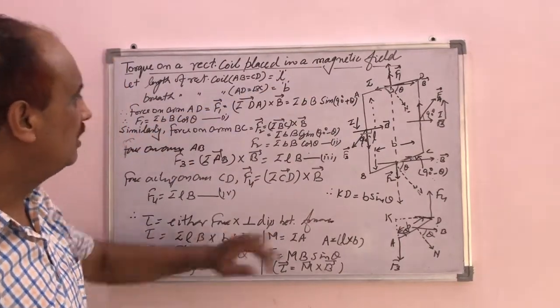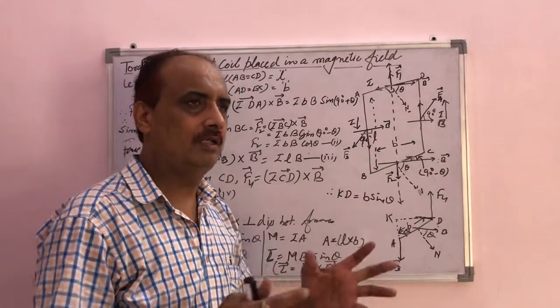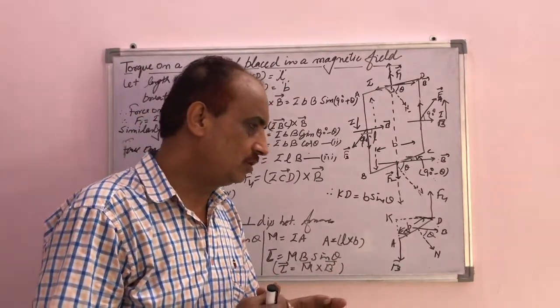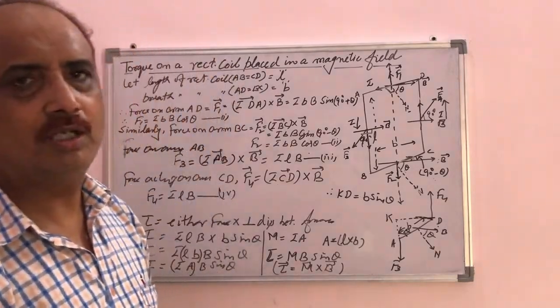So it is an important article, and it will be used in the next article to solve for the torque acting on the rectangular coil in the moving coil galvanometer. So it is very important. Okay, thank you very much.